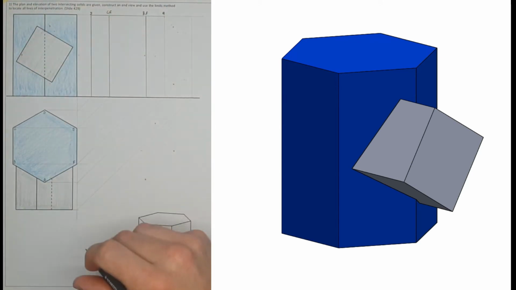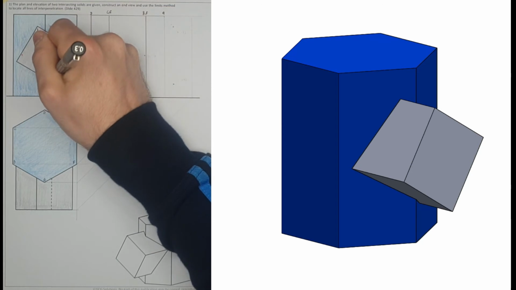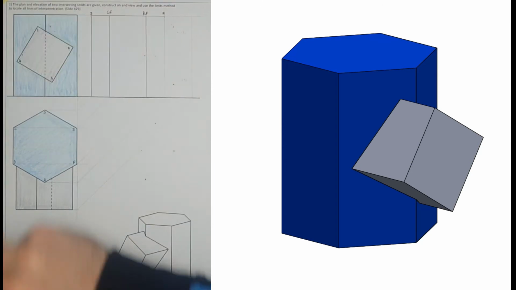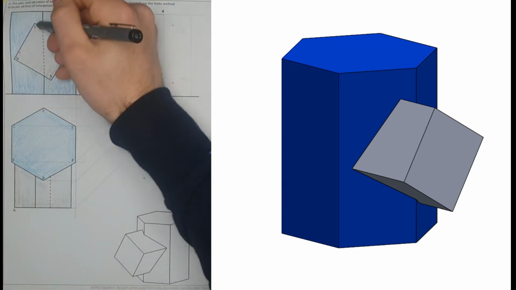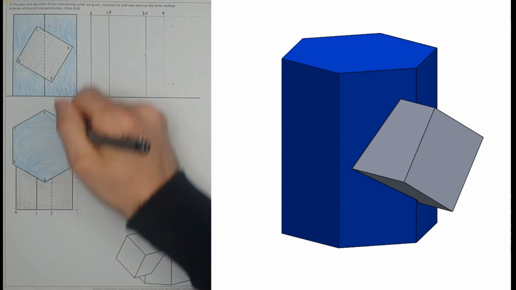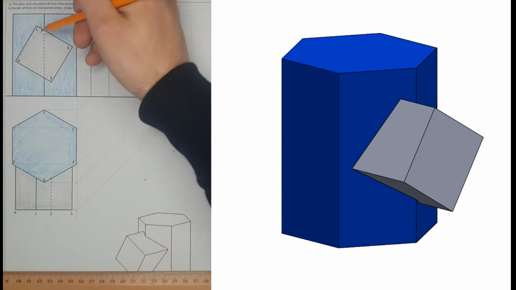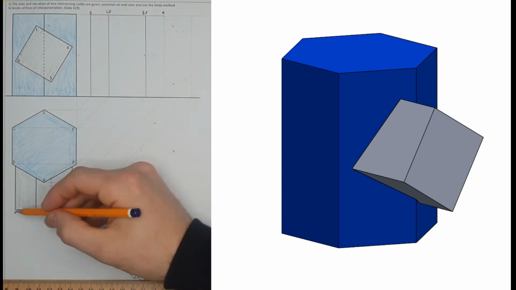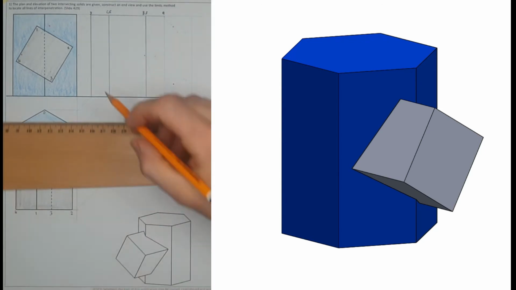I'm going to go with points 1 up top, 2 at the back, 3 down below, and 4 here to the left. So that's 4, 1, 3 down below hidden, and 2 at the back. I project across my 1, 2, 3 and 4, and they're all going to fall on this line right here, and then we're going to start our intersection.